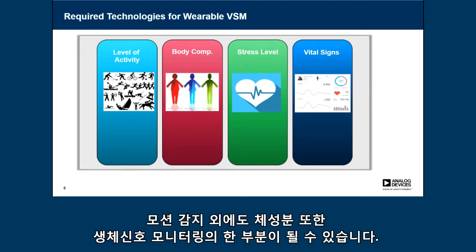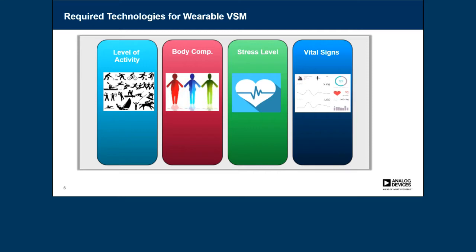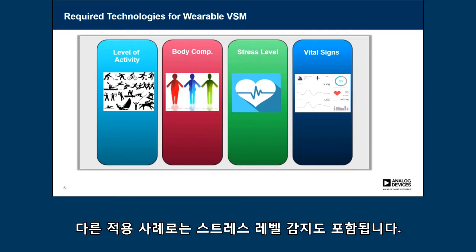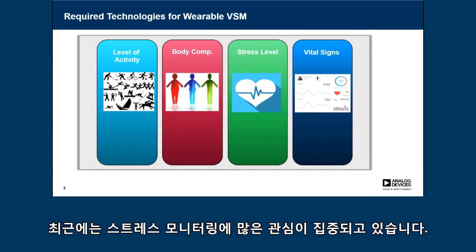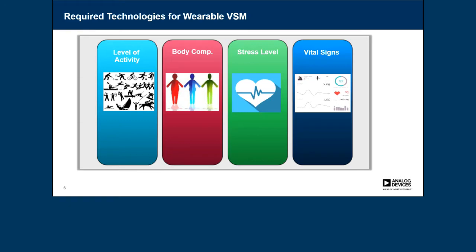Next to motion sensing, also body composition could be part of vital sign monitoring. So body composition means how much body fat do we have versus bone and muscle, for instance. And the other use case could be stress level detection. There's a lot of interest these days in monitoring stress. For each of the different use cases here, you need the technology behind this which supports that.